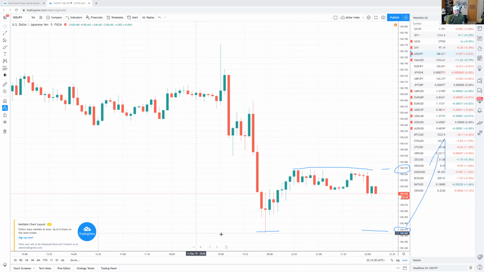So just something to think about, especially when you're scalping. Obviously, when you're swinging, it doesn't matter because you're holding trades for days or weeks or even months. So let me delete all this.